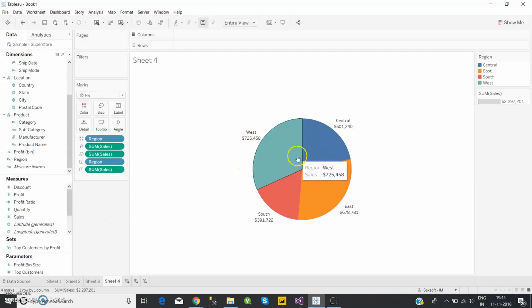Here, the region is what I've used as a dimension, and there are four unique regions. The size of the pie, the angle of the pie, is directly proportional to the sale value. Therefore, when the sale value is high, the angle of the particular region is also higher. When it is low, the angle is less. Now, we are currently viewing in terms of absolute numbers.